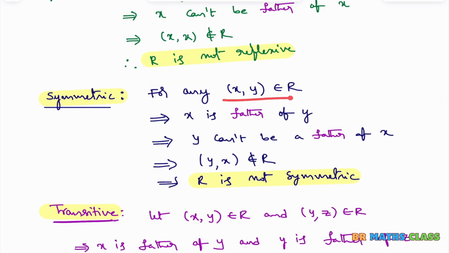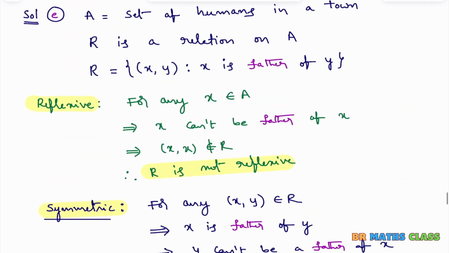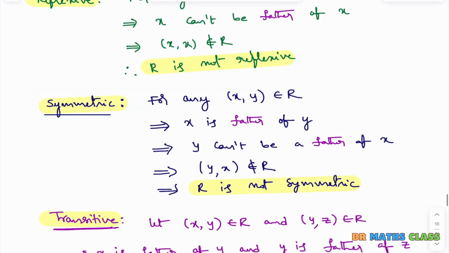Now I take one ordered pair x comma y in the relation. What does it mean? It means that x is a father of y. When can I say y comma x belongs to the relation? If y is father of x, then I can say the ordered pair y comma x belongs to this relation. Okay. If x is a father of y, here what you need to observe, if x is a father of y, it means that x is a male, y can be male or female, then y is son of x or y is daughter of x.